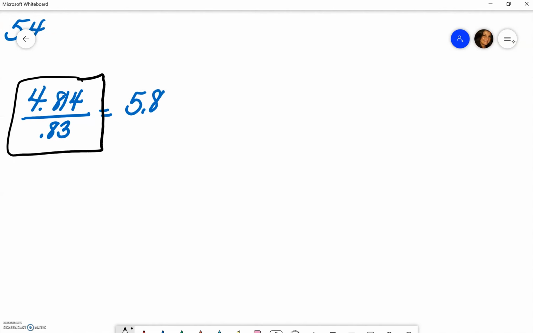So you would rewrite it as 0.83 divided into 4.814. So the goal is you take this decimal and you would have to move it 2 places to make 83 a whole number. And since you did that there, then you have to move this one 2 places. So the new decimal point will be right here when you start working that out. And then when you go through that, you're going to end up with a result of 5.8 when you do it longhand.